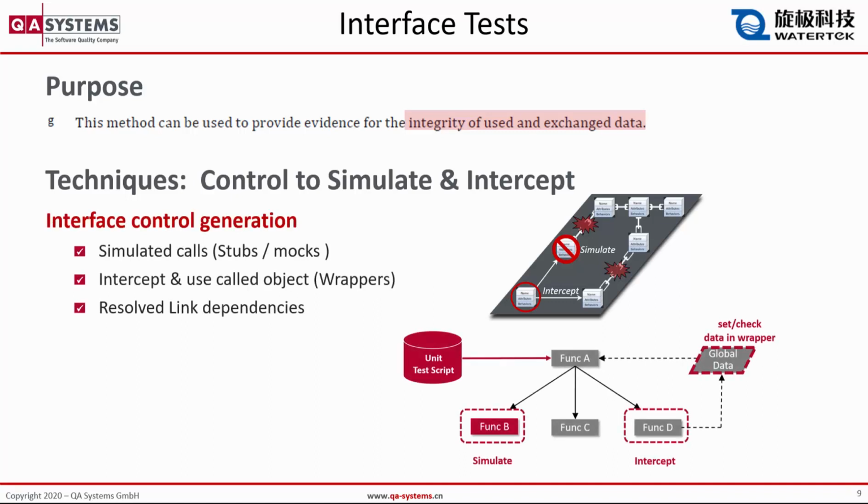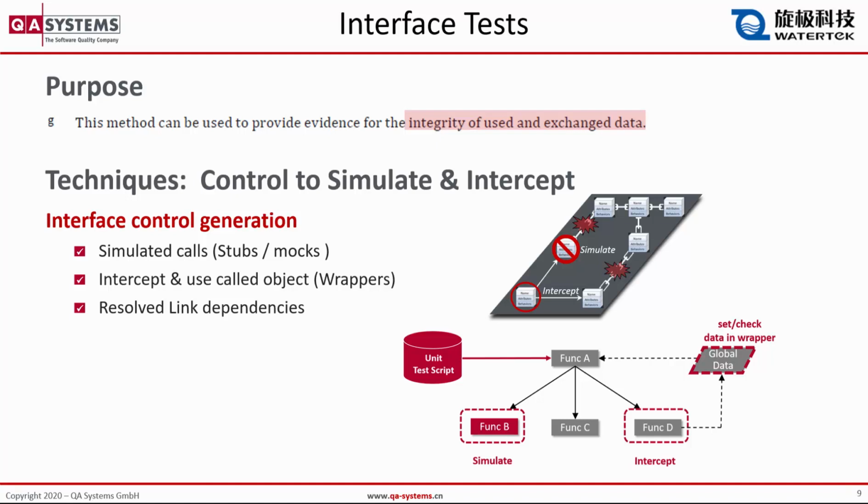So what does control to simulate or intercept mean? Firstly, you need to generate some form of control. A very common way of doing this is to simulate the calls using a dummy. This is simulating the interface to the call, not the entire object that is being called. Common terminology for this is stubs, mocks, fakes, dummies.